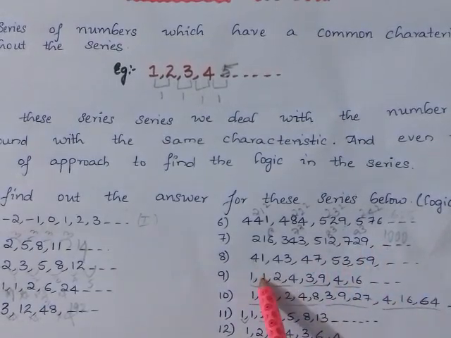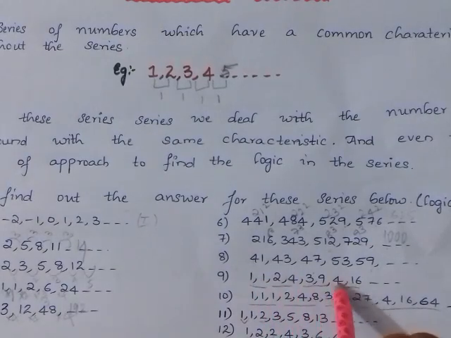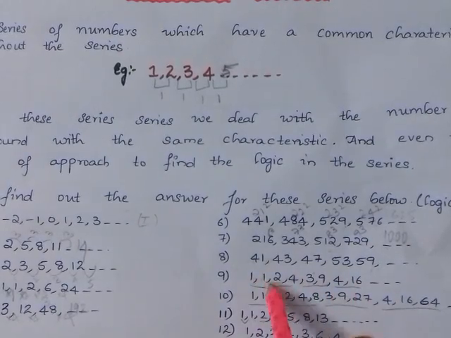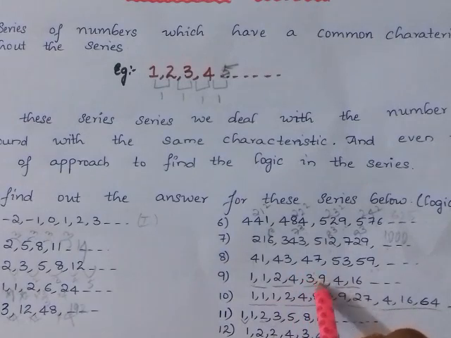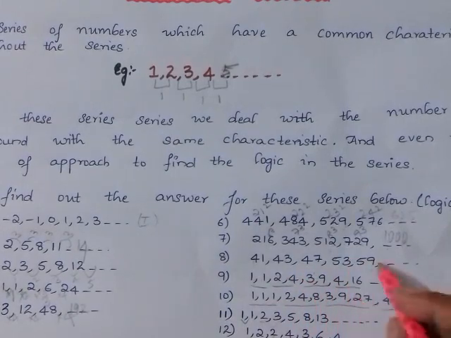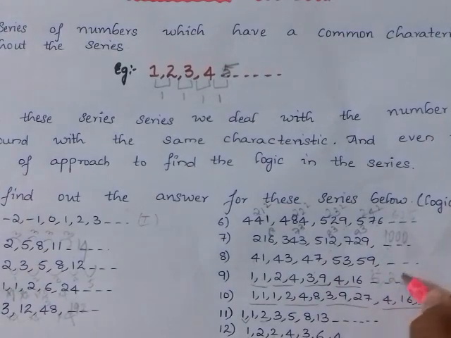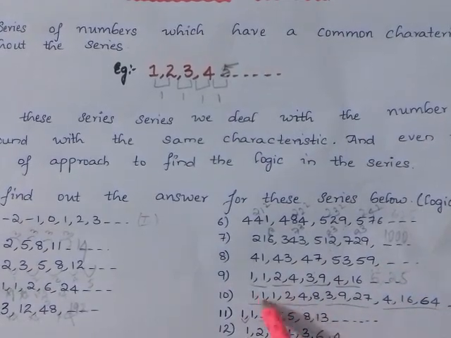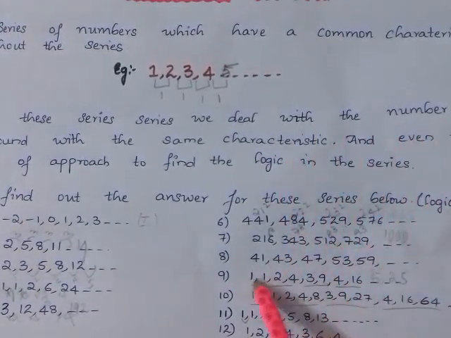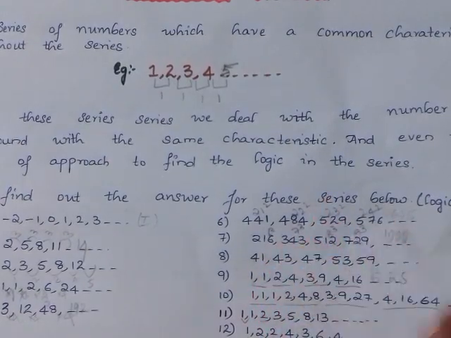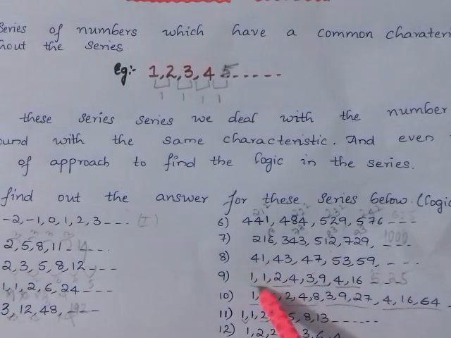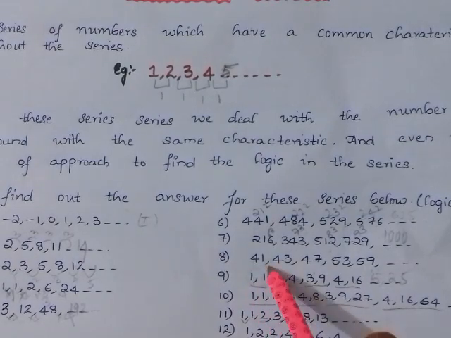Next comes the duplet series, 1, 1, 2, 4, 3, 9, 4, 16. 1, 1 square, 2, 2 square, 3, 3 square, 4, 4 square. Next would be 5, 5 square, 25. Next are the triplet series. These duplet and triplet series means that duplet is 2. So there is a common logic between the two numbers.